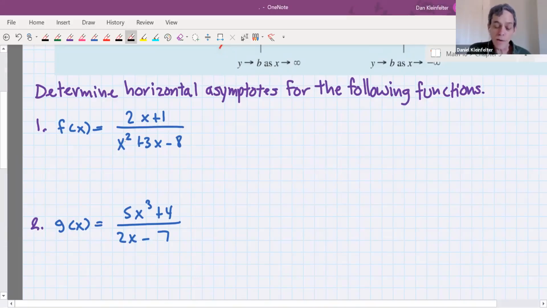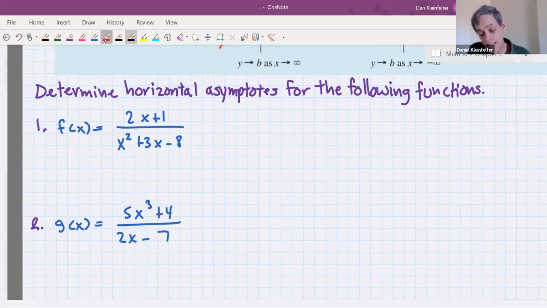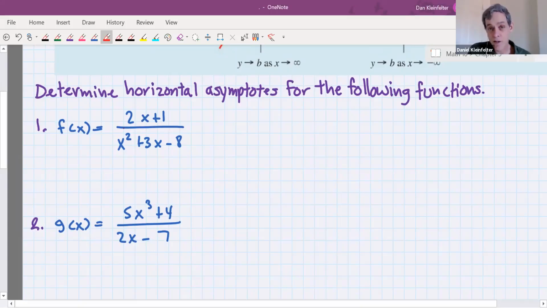Okay, so let's try 3 examples, because there's basically 3 different kinds, as you will see. So here we have this f, which is 2x plus 1 over x squared plus 3x minus 8. Take a look at the function and see what is the highest power of x you see in it. You should see the x squared right away. So what we're going to do is multiply the numerator by 1 over x squared and the denominator by 1 over x squared.